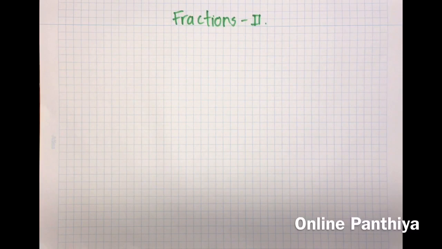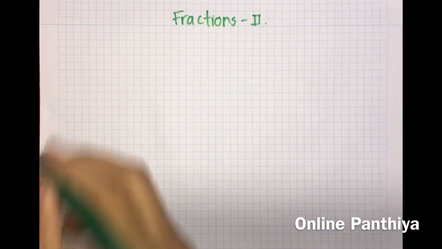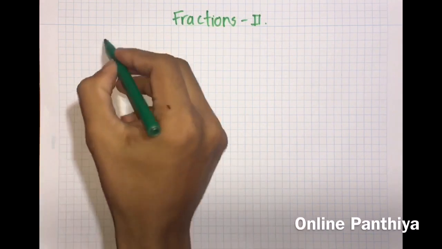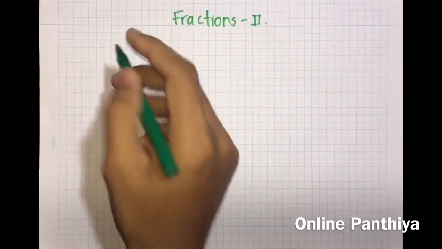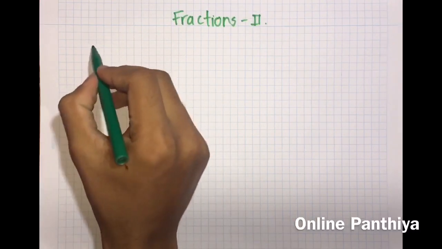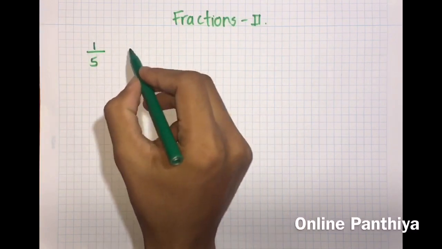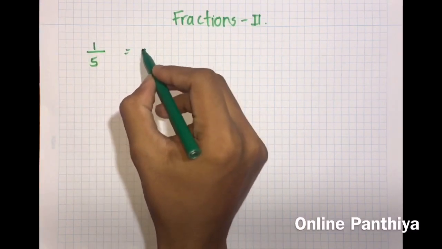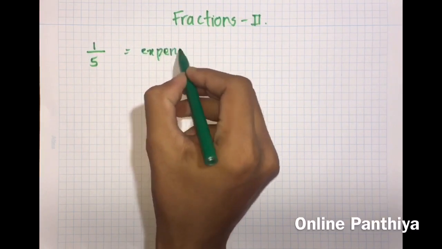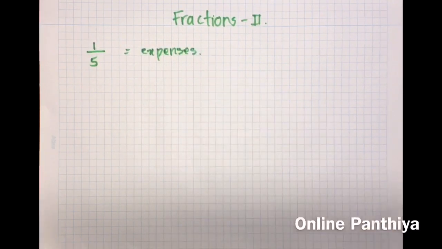It is a bit complex. We have problems to be done using the remaining part, which you will understand when I do a few examples. For an example, let me just explain. Say there is a question saying a person from his full salary, maybe one fifth is taken for his expenses at home. So 1/5 is the expenses.